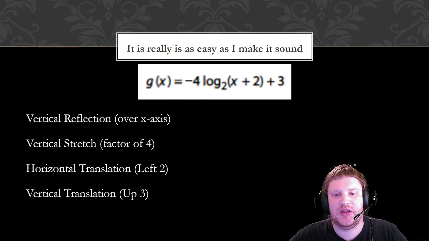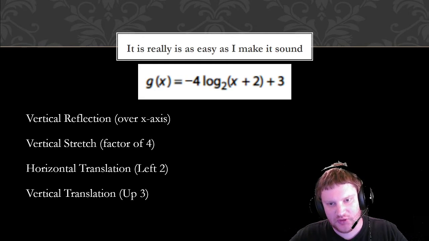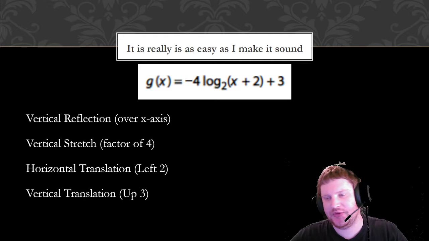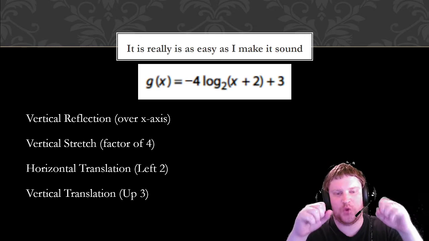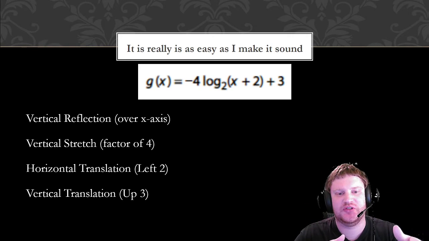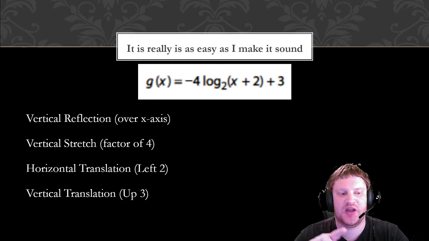Finally, I see a 3 on the outside. That makes it vertical. It's addition. That makes it a translation. Up 3. So there are 4 different transformations that this graph has. A vertical reflection, a vertical stretch, a horizontal translation, and a vertical translation.